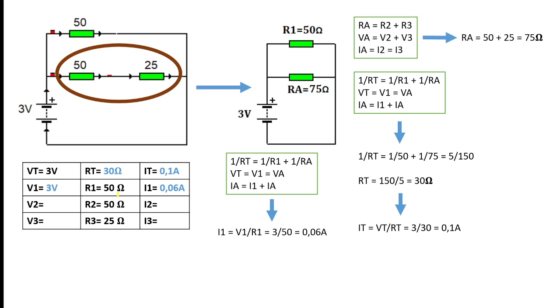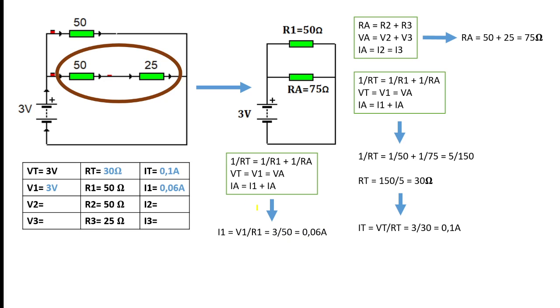So first of all, since resistance 1 is the same in the original circuit as in the equivalent circuit, I'm going to just apply the formulas for parallel circuit, the same formulas that I have here, this one. With that formula I will know that the voltage 1 will be equal to the total voltage, which is 3 volts, and then I apply Ohm's law to find the intensity 1. Intensity 1 equal to voltage 1 divided by resistance 1, which is 3 divided by 50 equal to 0.06 amperes.